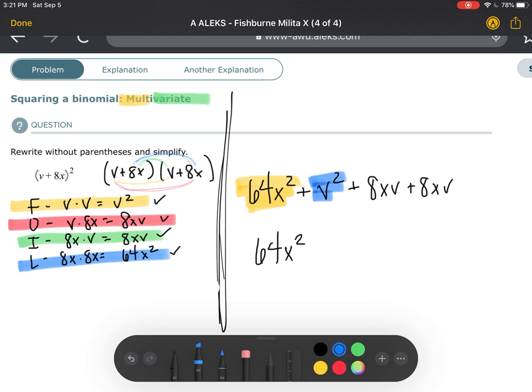This one is v squared. So I'm going to look, is there another set of v squareds anywhere? And I know that one's not the same. This one's not it. And those other ones. So I know he's all by himself over there. So I'm going to put plus v squared. And then for my last ones, I have 8xv and 8xv. So these are the only ones that have a second set of the same mix of variables that you can combine. So I have 8 plus 8, that's 16xv.